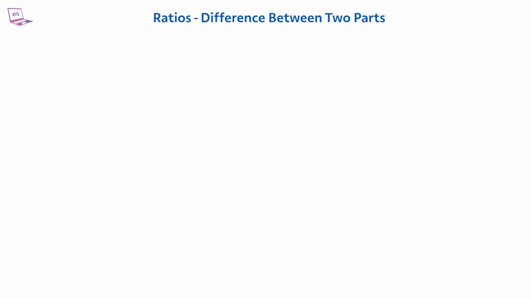Ratios, difference between two parts. In this video, we will learn how to solve a math problem where a ratio changes. Let's see an example. The ratio of boys to girls in a school chess club is 5:3.